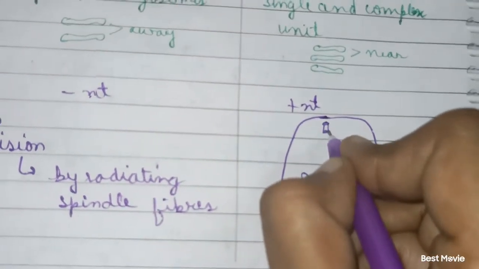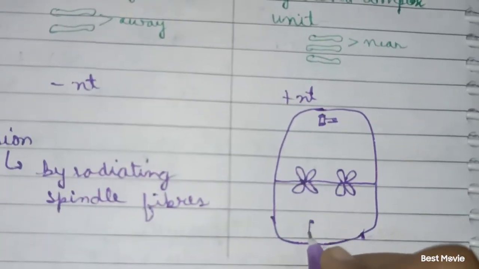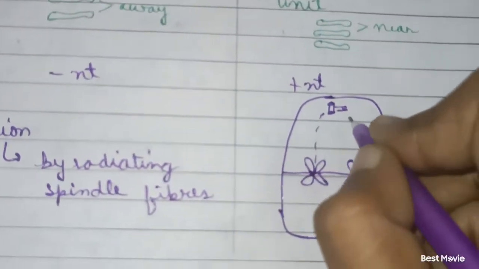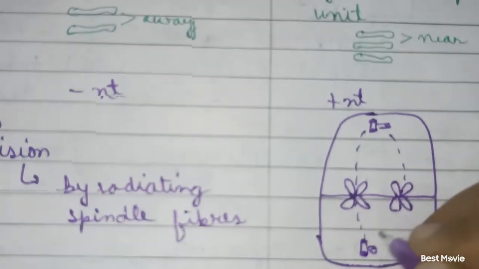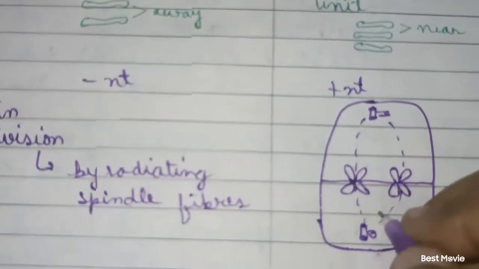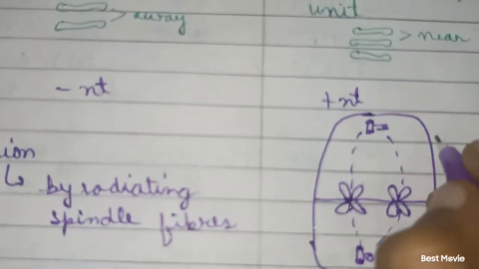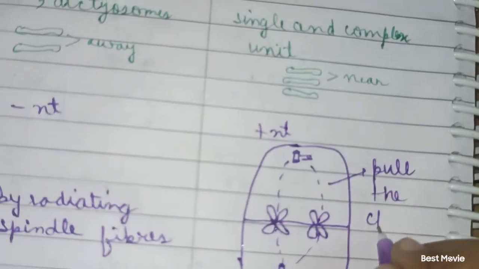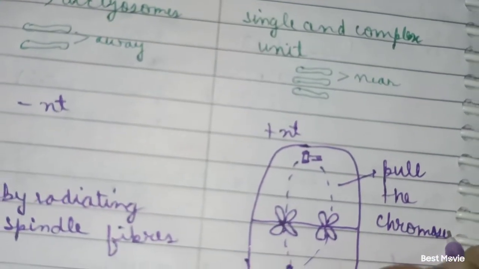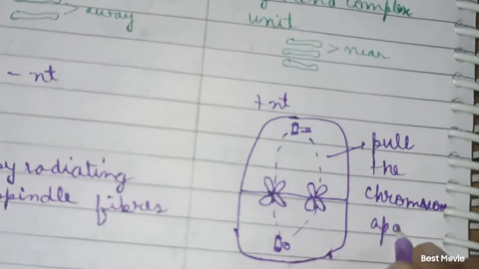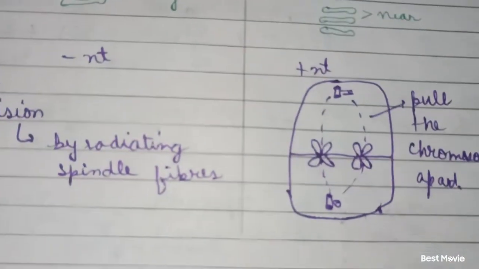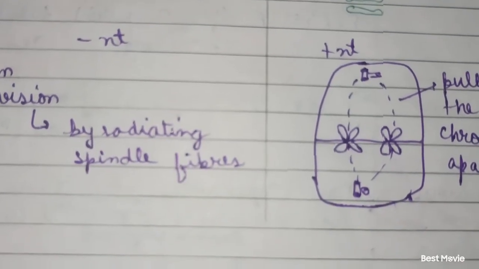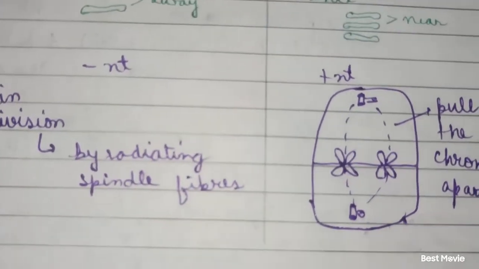So these are centrioles. These radiate spindle fibers this way. The spindle fibers attach to the chromosomes and pull them apart. This way centrioles help in cell division in animal cells, whereas they are absent in plant cells.